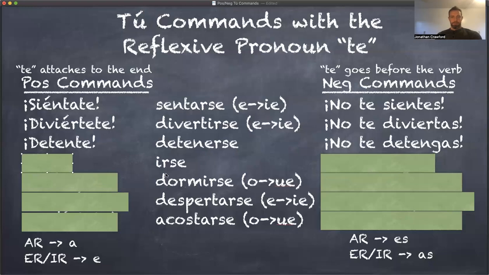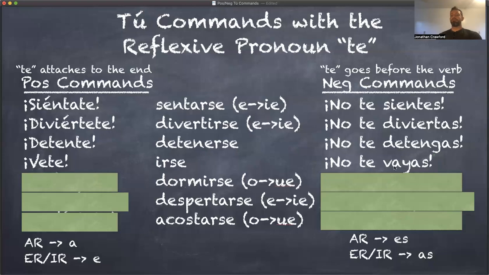So it's reflexive and it's also irregular. It's vete. And remember, the yo form is voy, and so the negative form will be no te vayas. These ones, they just have to be remembered individually.